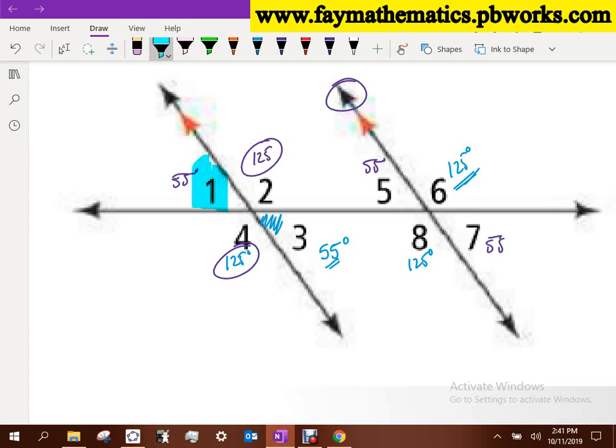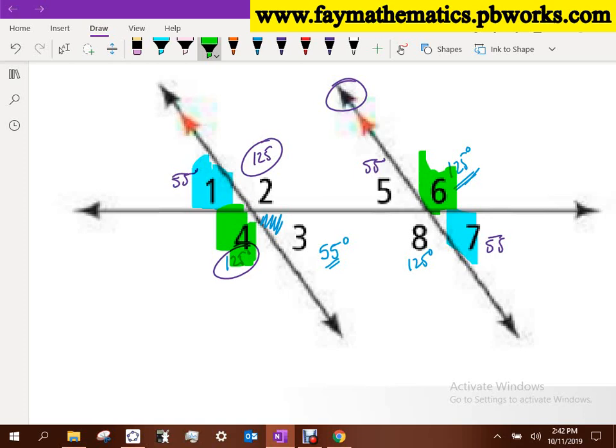Okay, what about angles 1 and 7? What would you call those from yesterday's vocabulary? Alternate exterior. What do you see about their values? They're the same. What about that one there and that one there? Alternate exterior. What do you see about their values? They're the same. So what do you think you're going to say about this? Alternate exterior angles are congruent. Okay, if the lines are parallel.